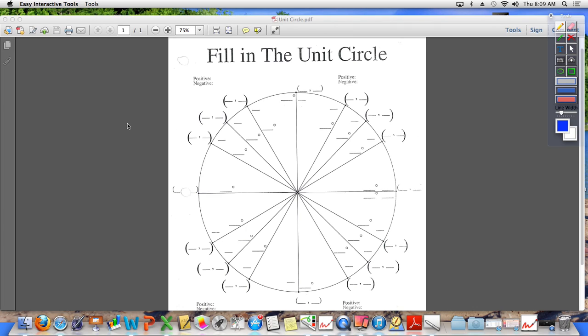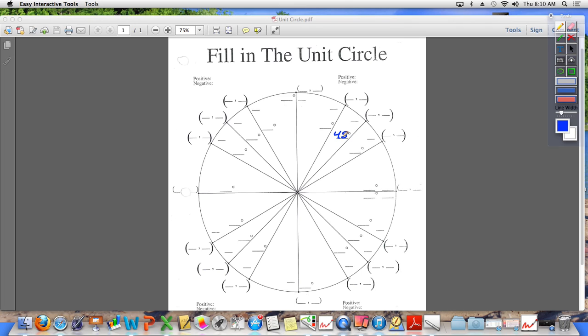All right, let me ask you this. How do you find the x value at 45 degrees? So here's 45 degrees. How do you find the x value there? Cosine. Thank you. You do the cosine of 45 degrees. Nice job, Ricardo. You do the cosine of 45 degrees, and you get this crazy decimal.